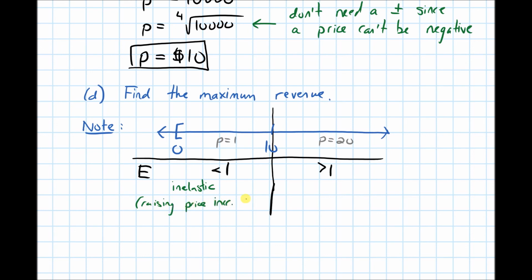And on the flip side, when the elasticity is greater than 1, we say that the demand is elastic. So that means when we increase the price by some percentage, the demand drops by a larger percentage. It is very sensitive to changes in price. So in that situation, raising the price decreases the revenue. It decreases R.